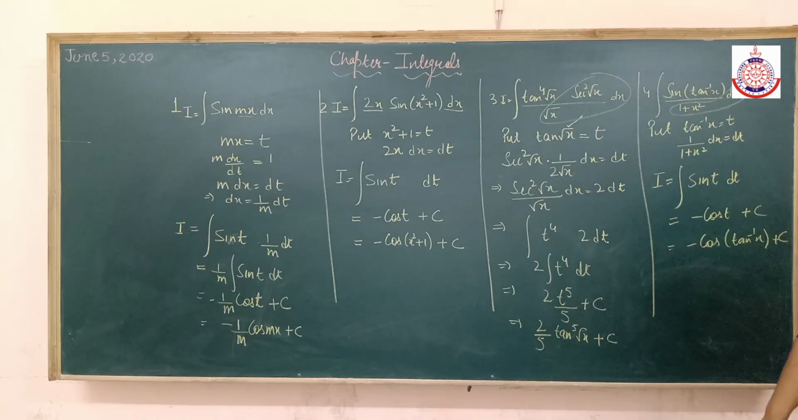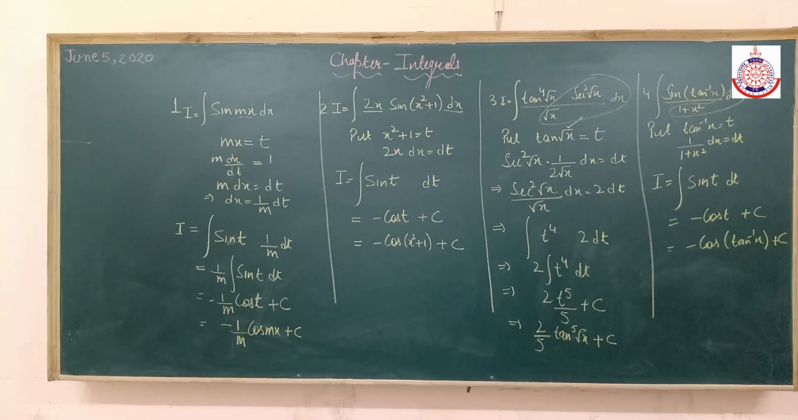Is it clear? So the basic rules remain the same. Try to substitute that function whose differentiation is given to us. Then we will differentiate both sides with respect to the variable which we have chosen. We'll put it in the integral and integrate, but in the last step, do not forget to put back the original variable. That's the most important thing.